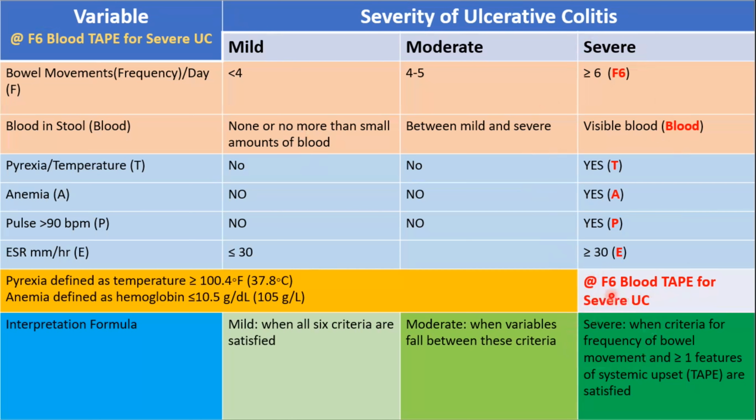To say that a patient has severe ulcerative colitis, the patient should have a bowel frequency more than or equal to 6 and should have at least one feature of the systemic upset. That is, the patient should have at least 6 bowel movements with or without visible blood, and at least one of these four components of the TAPE. If the patient meets those criteria, we can classify them as having severe ulcerative colitis, and those patients who do not meet the criteria for severe and mild ulcerative colitis are labeled as having moderate ulcerative colitis.